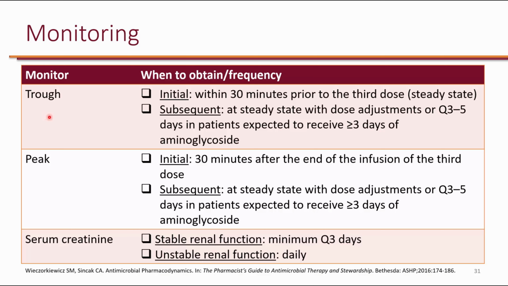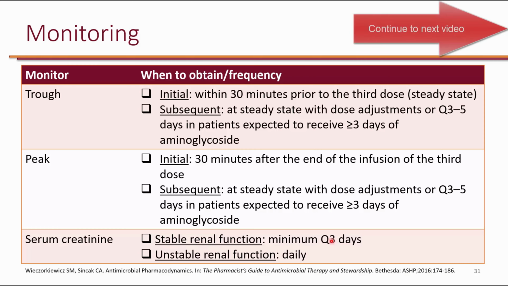Trough monitoring is for safety, and we do peak monitoring for efficacy. So the peak you want to do at least 30 minutes after the end of the infusion to allow distribution to the tissues. And of course, it's also important to monitor serum creatinine due to nephrotoxicity of aminoglycoside. So in stable renal function, at minimum every 3 days. In someone with unstable renal function, you want to monitor daily.